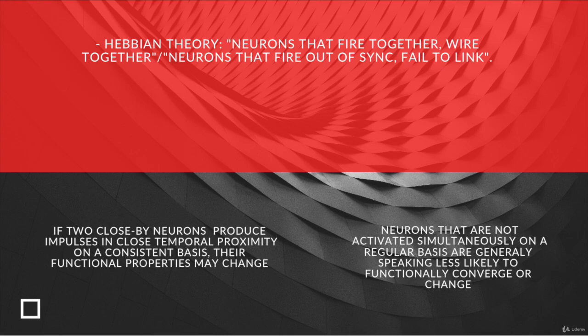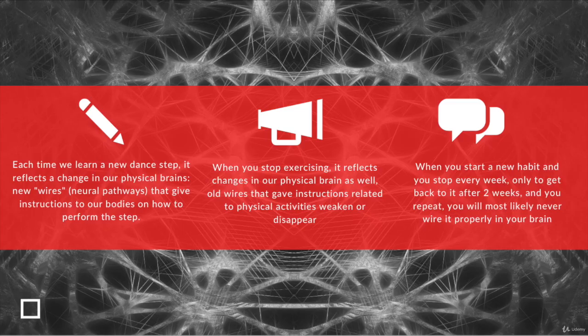So let's take a few examples to understand the Hebbian theory more. Each and every time we learn a new dance step, it reflects a change in our physical brains. A new wire or neural pathway that gives instructions to our bodies on how to perform these steps will be produced inside the nervous system. So let's say you learn the robot dance, for example. Now, the more you repeat it every single time you want to dance, your mind becomes hardwired to do these moves because they're kind of natural. You've done them for such a long time.